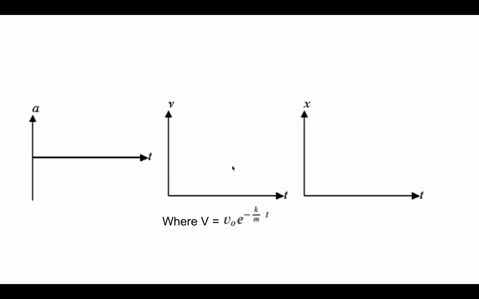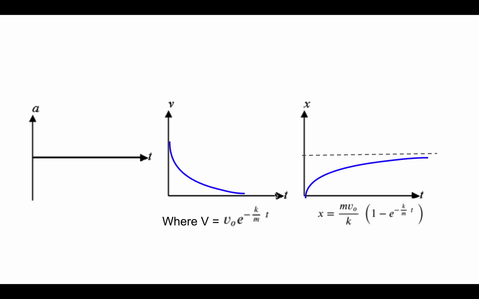So let's look at these graphs again. We started with the velocity graph. Our velocity is v naught e to the minus kt. That's going to start at some initial velocity v naught, and it's going to decrease asymptotically to 0 as it begins to slow down. Our x position is going to start at initial position 0, and again asymptotically approach this maximum value, which is m v naught over k. So we have that function that we solved for.